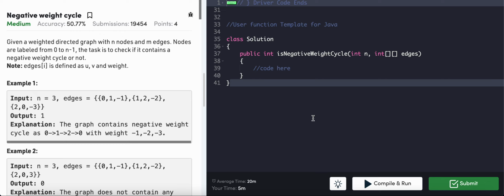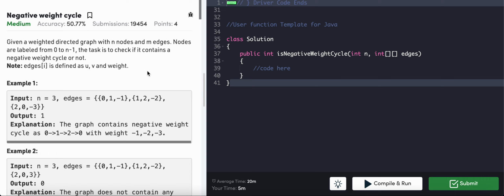Today's problem. We are given a weighted directed graph with n nodes and m edges. Nodes are labeled from 0 to n minus 1. The task is to check if it contains a negative cycle. So we are dealing with negative weights.